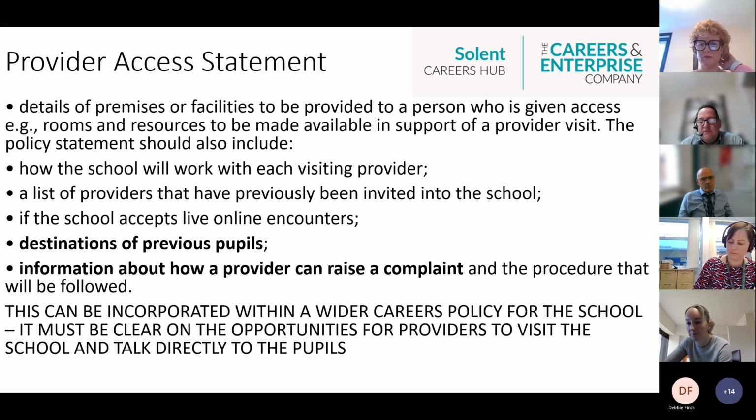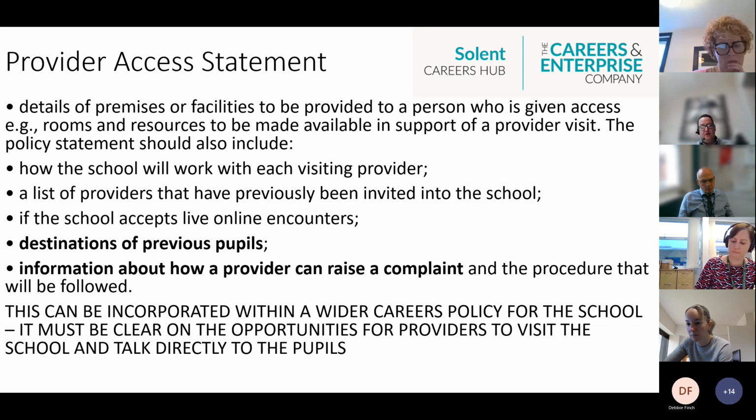Information about how a provider can raise a complaint and the procedure that will be followed. Now, this complaint side does work both ways. So what this is now saying is that if a provider feels that an establishment is excluding them and there is no justification to that exclusion, they can raise a complaint about that establishment, and I'll come on to that a little bit later on. This can be incorporated within a wider careers policy for the school.